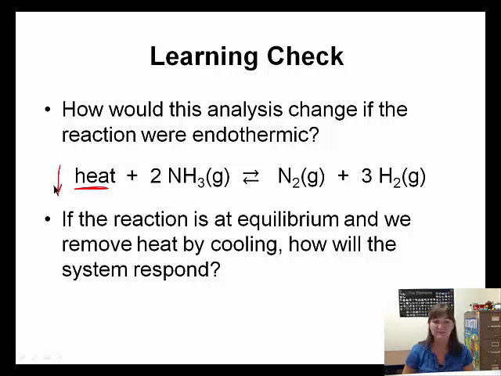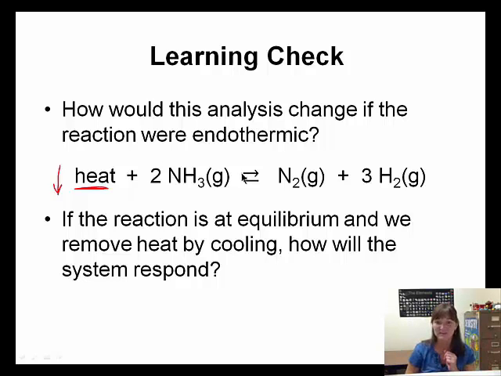So I'm going to decrease the heat, and you need to be able to tell me which way the reaction is going to shift. It's going to shift in a way that's going to produce more heat. So the question to you is, if I shift to the right, does that produce more heat? Or if I shift to the left, does it produce more heat? Well, if I'm shifting to the right, it's going to produce more of whatever's to the right of the arrow. If I'm shifting to the left, it's going to produce more of what's to the left of the arrow.